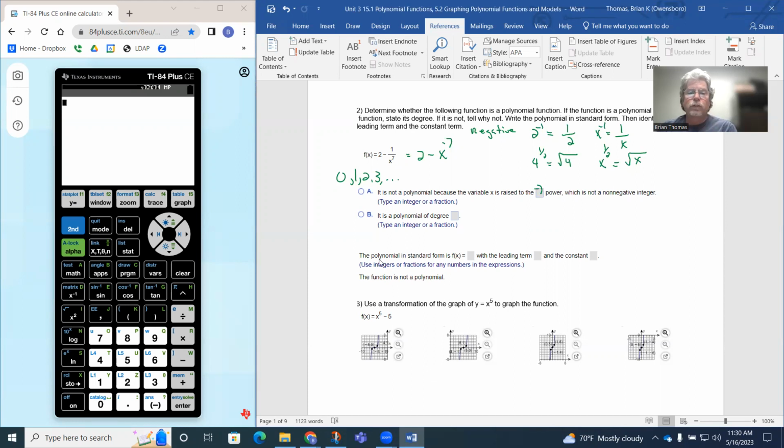So this would be the actual answer to this question, because since 7 is in the denominator, that would be flipped back up as a negative exponent, and negative exponents represent, we would not call that a polynomial function because of that.